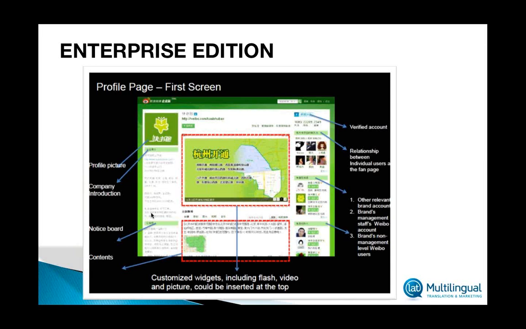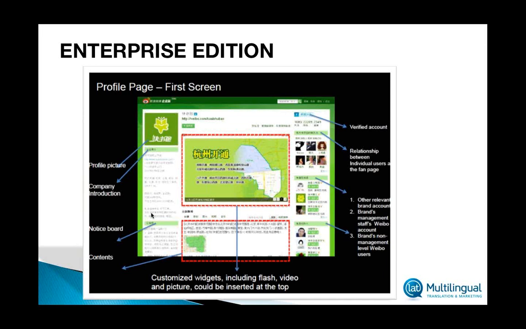And here is the Enterprise Edition. Let's break down the whole page and take a look at what you can really fit in here and what some of the features and functionalities are. So here, this is the profile page, the first screen. You can see you can have a profile picture on the left-hand side and company introduction, notice board.